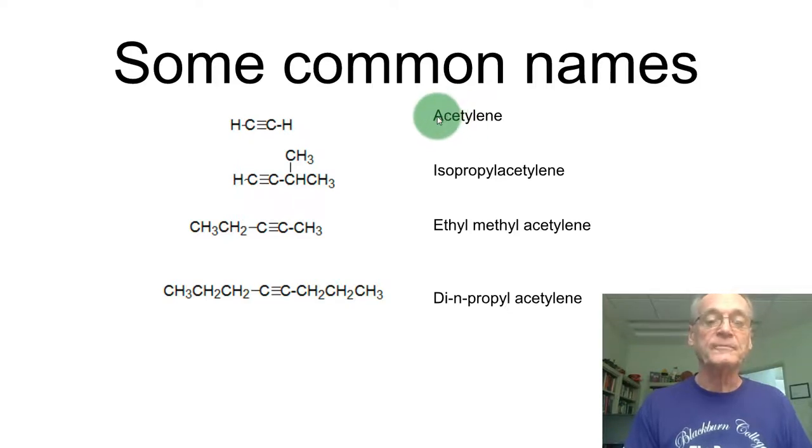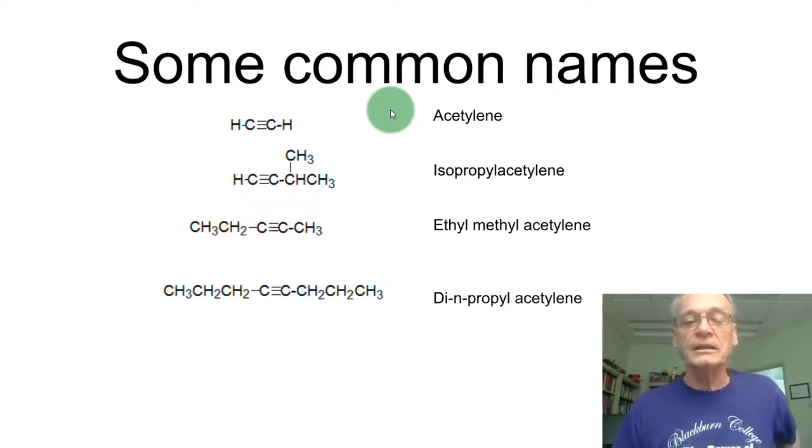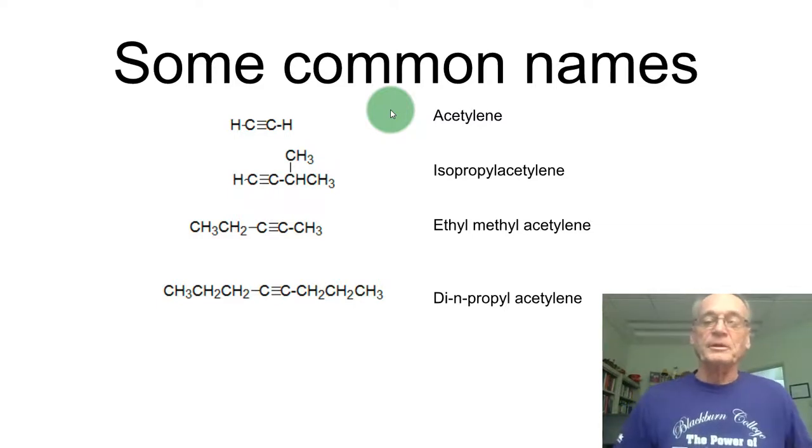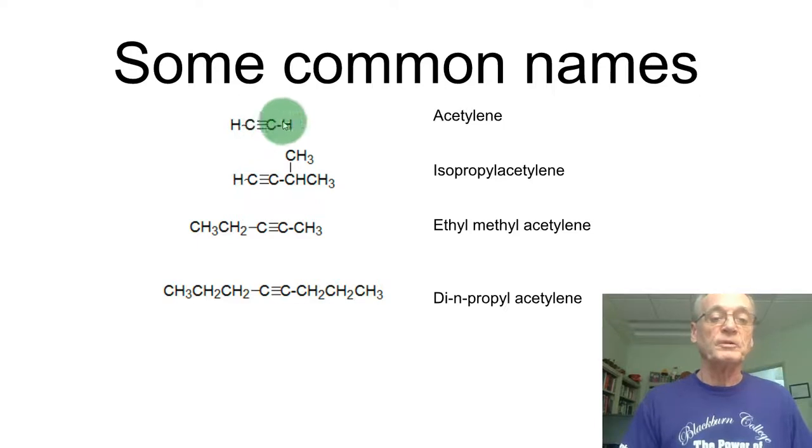Nevertheless, that's the common name for it, and you've probably heard of acetylene in, for example, acetylene torches. It's used as a fuel, burns very hotly in acetylene torches, so that's what acetylene is. The rest of the common names are based upon acetylene. So basically, anytime you have a triple bond, with some other groups attached, you can say whatever the group is that's attached, and then say the word acetylene.